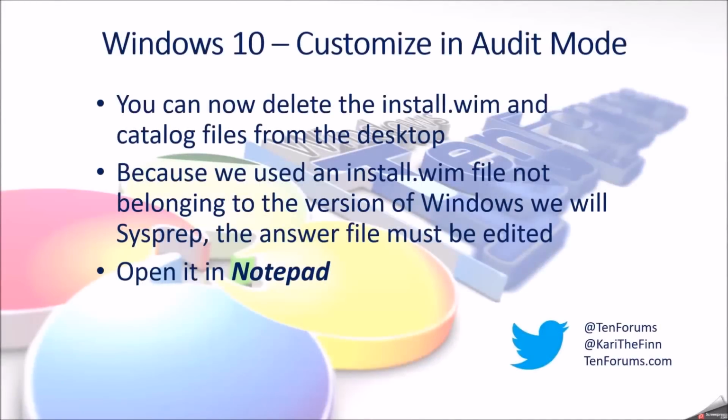You can now delete the install.wim and catalog files from the desktop. Because we used an install.wim file not belonging to the version of Windows with Sysprep, the answer file must be edited. Open it in Notepad.